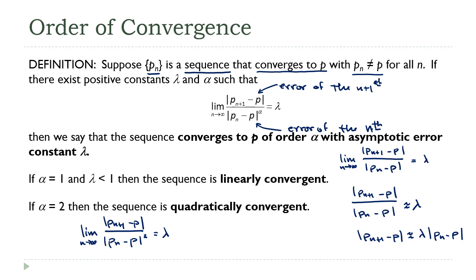So what this is saying is that the error of the m plus 1 term has to be so much smaller than the error of the nth term that even when we square that nth term, even when we magnify its value that way, the limit still ends up being a constant.